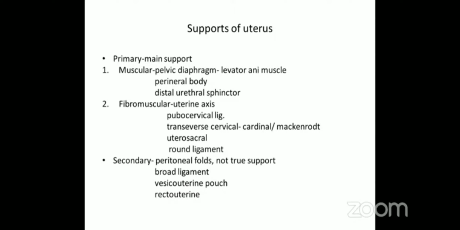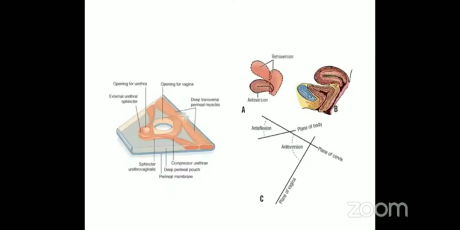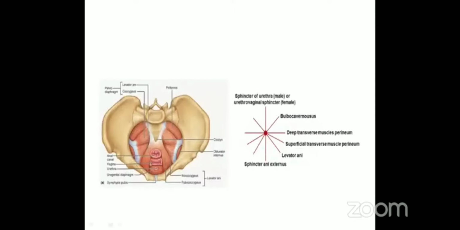In case of uterus, the main support is called the pelvic diaphragm, which is the levator ani muscle. Pelvic diaphragm is formed by levator ani and coccygeus muscle, arising from the bony pelvis, and the fibers will encircle these openings of the uterus. So this is one.